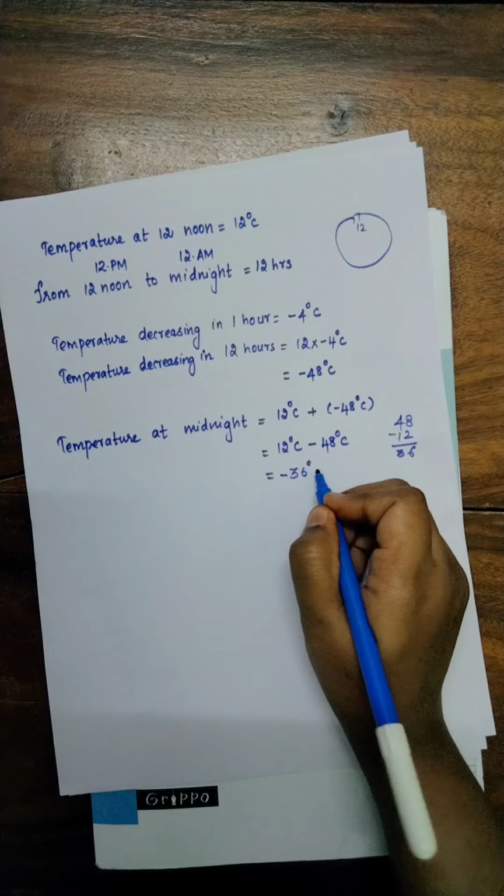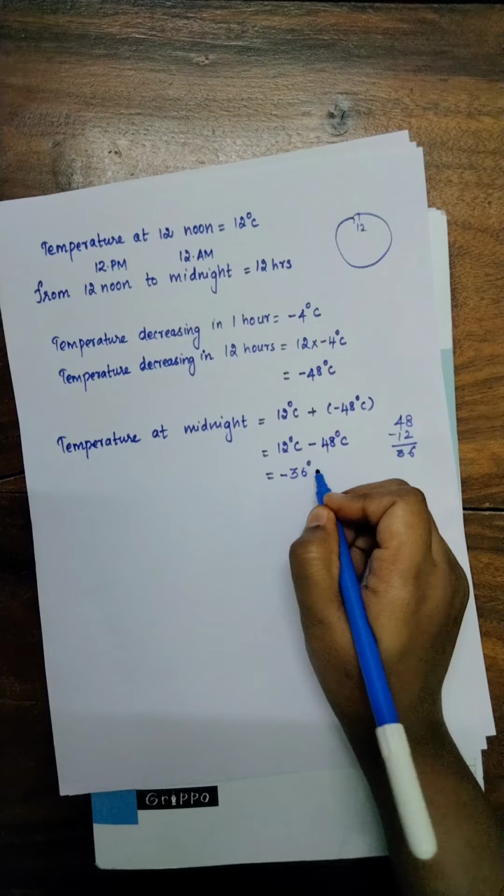In the previous question, what did they ask? How much time would it take? We found the time taken. Here they are asking the exact time. At what time would the temperature be 8 degrees Celsius below zero? What is the meaning of below zero? Below zero means it is a negative value, so it is minus 8 degrees Celsius.